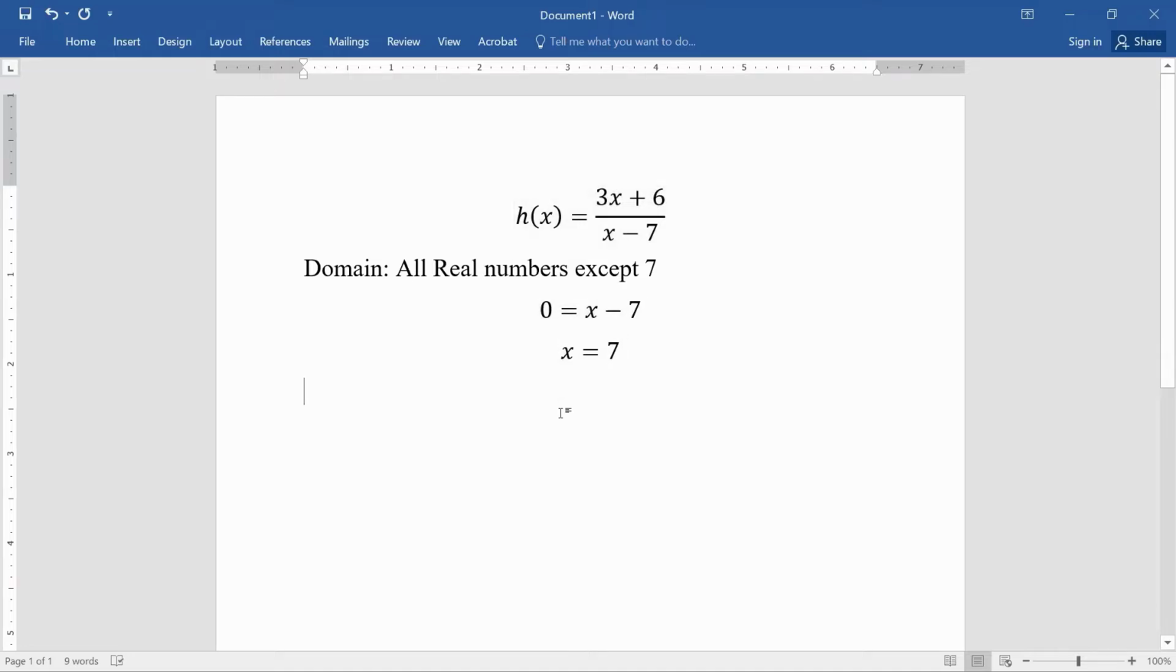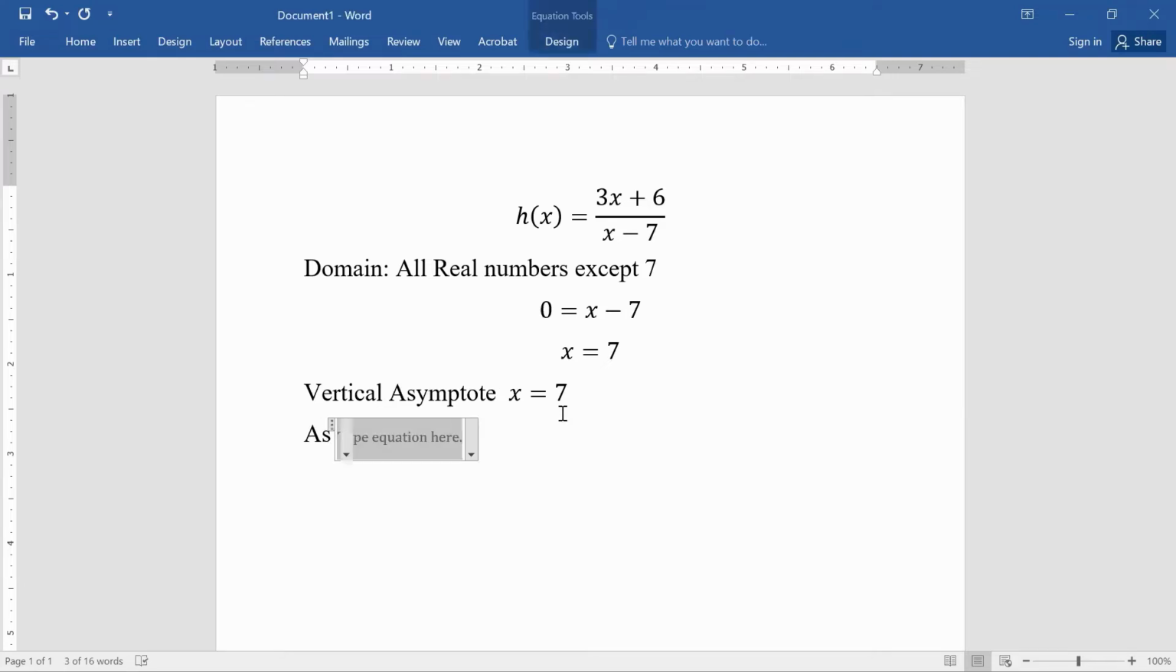And that shows that 7 is going to be a vertical asymptote. We get a vertical asymptote when x is equal to 7. If we want to look at this a little bit more in depth, right now we could say, well, what's going to happen as x approaches 7 from above and when x approaches 7 from below?